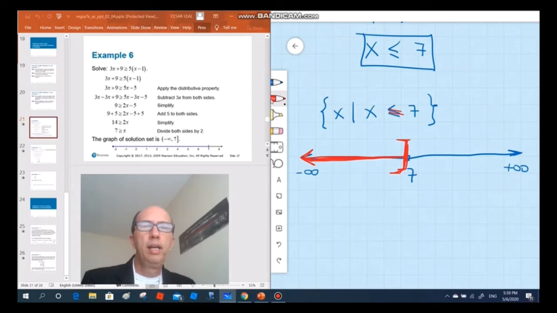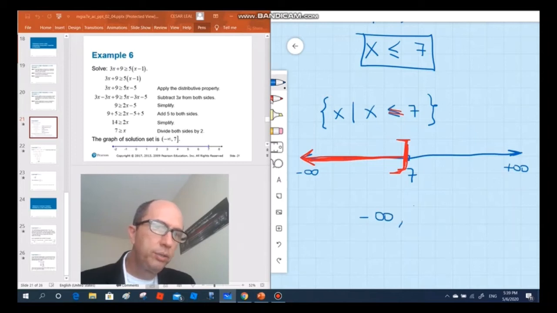Right? And now interval notation. Goes from negative infinity to 7. Always parentheses when you have infinity. And here the bracket, because 7 is part of the solution.